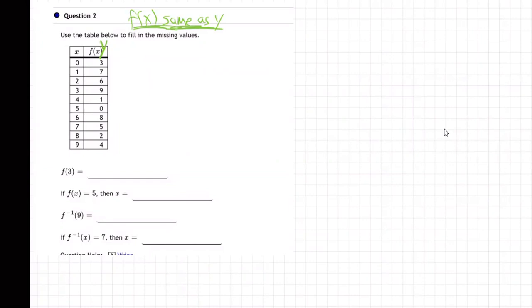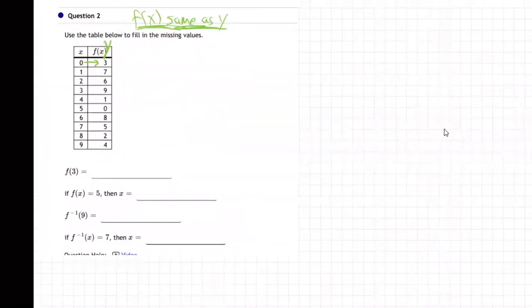They're saying, and here's how it works, this x value leads to that y value. You know, x of 0 leads to a y of 3. x of 1 leads to a y of 7. x of 2 leads to a y of 6, etc. They're connected, like inputs and outputs.